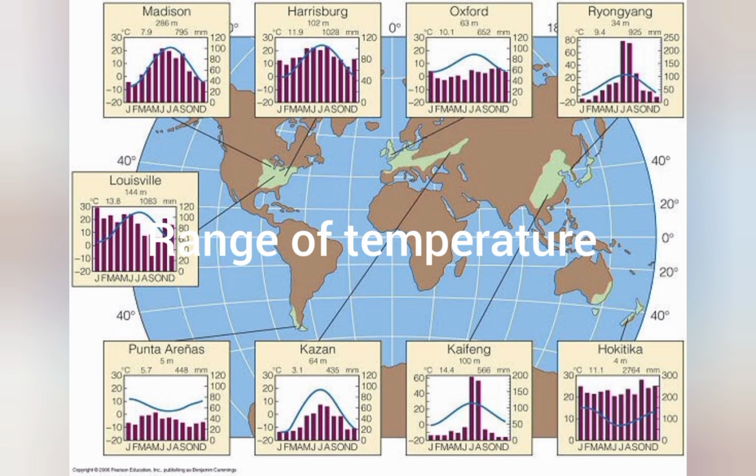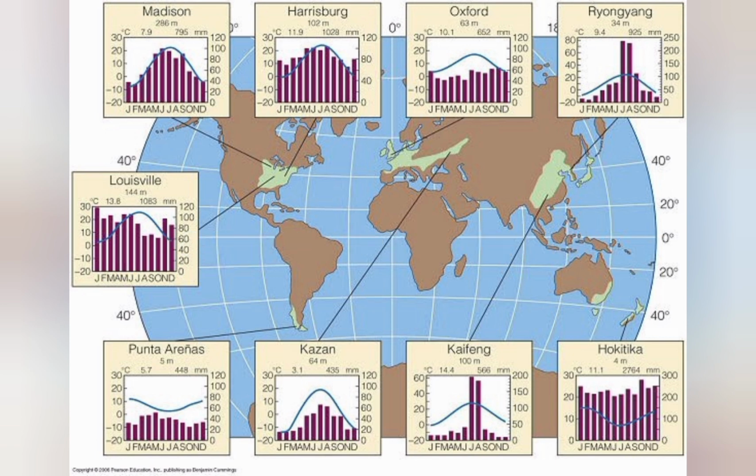Here the range of temperature is very large. Range means the difference between the highest temperature and the lowest temperature, because during the daytime it rapidly heats up as there is less vegetation, and at night it cools down rapidly. So there is a very large difference between the highest temperature during the day and the lowest temperature during the night. In this region, there is a zone of westerlies. So westerly winds blow in this particular belt.